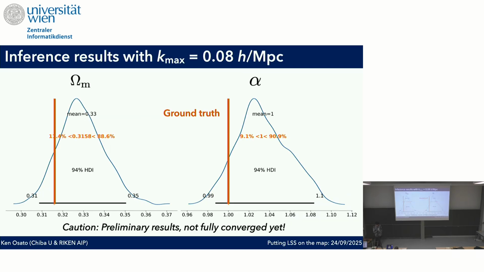Okay, let me give you very briefly the current status of the field level inference. This is our intercept parameter, omega matter, and alpha. These are the 1D marginalized posteriors. The blue one is of course the marginal posterior with Kmax 0.08. It's somewhat biased, due to the finite volume effect anyway, but still within the 2 sigma range. The orange bar corresponds to the ground truth, so roughly 10%, or p-value 10%.